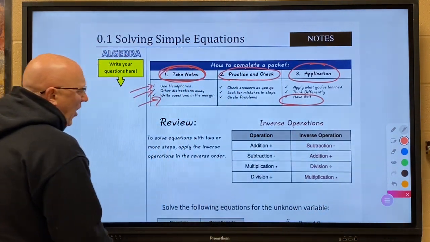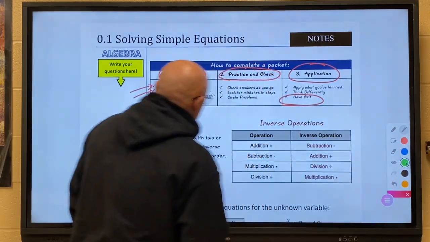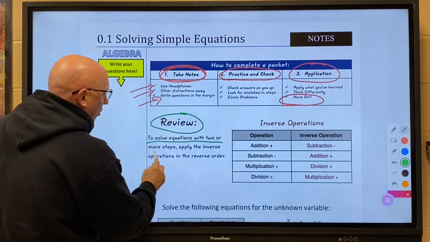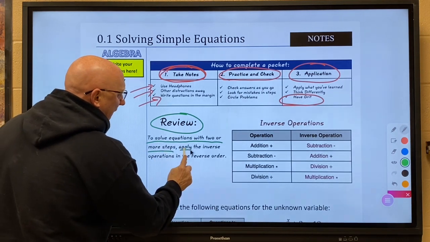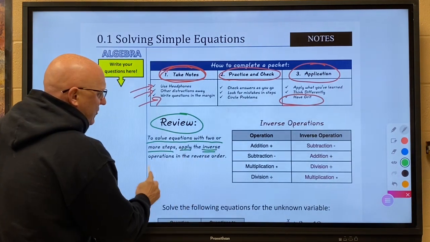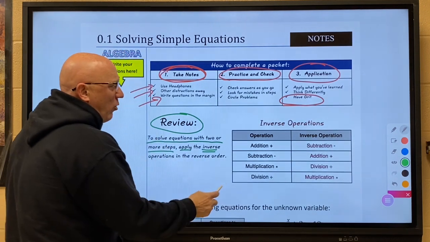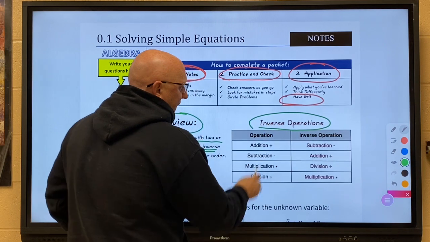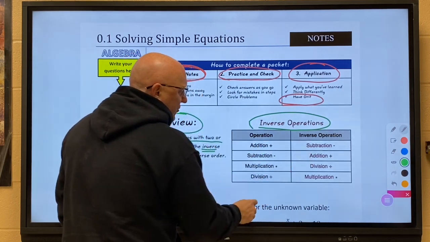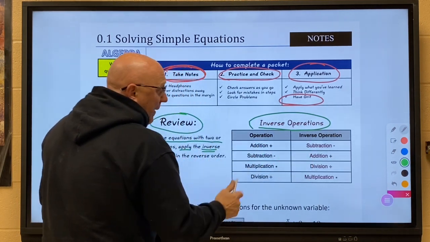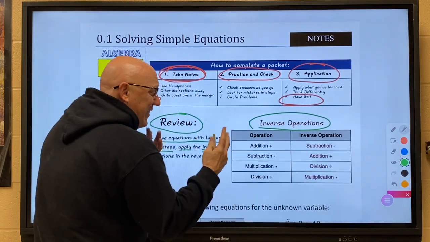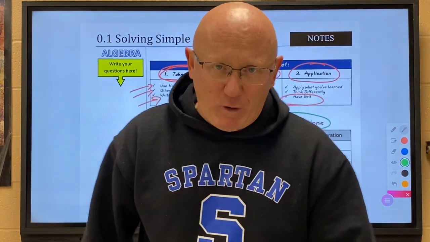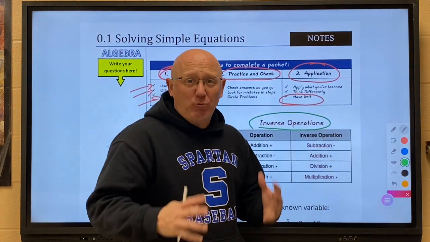So in review also, we have learned that to solve equations with two or more steps, we apply the inverse operations in the reverse order. And so remember, inverse operations are just opposites. The opposite to addition is subtraction. Subtraction is addition, the opposite of multiplication is division, and the opposite of division is multiplication. And so we should know that by now as well. So let's get into some problems and get right to it.